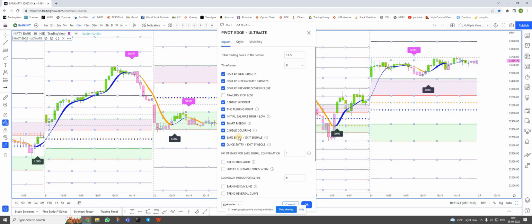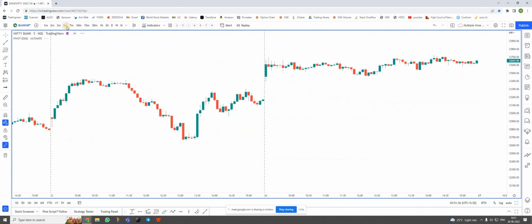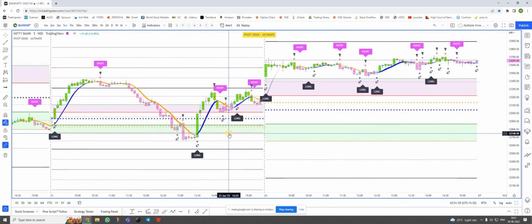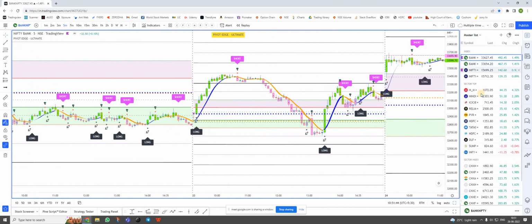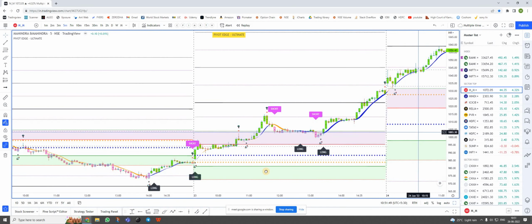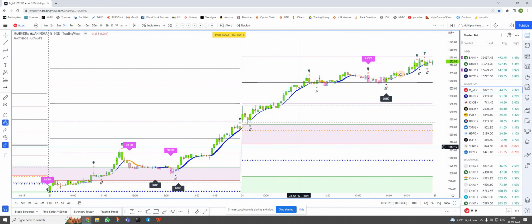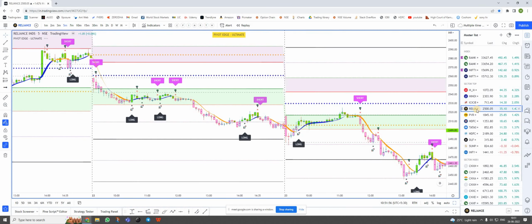Next, along with this safe entry and exit signal, I have created one more indication called quick entry, quick exit symbols. Some people, like I was telling you, scalp for very small entries and exits, so they may not wait until the signal comes in the main safe entry, safe exit levels. They may want it a little bit earlier. So for them I have created this system, which is going to give you a signal a little bit in advance before the actual signal comes.